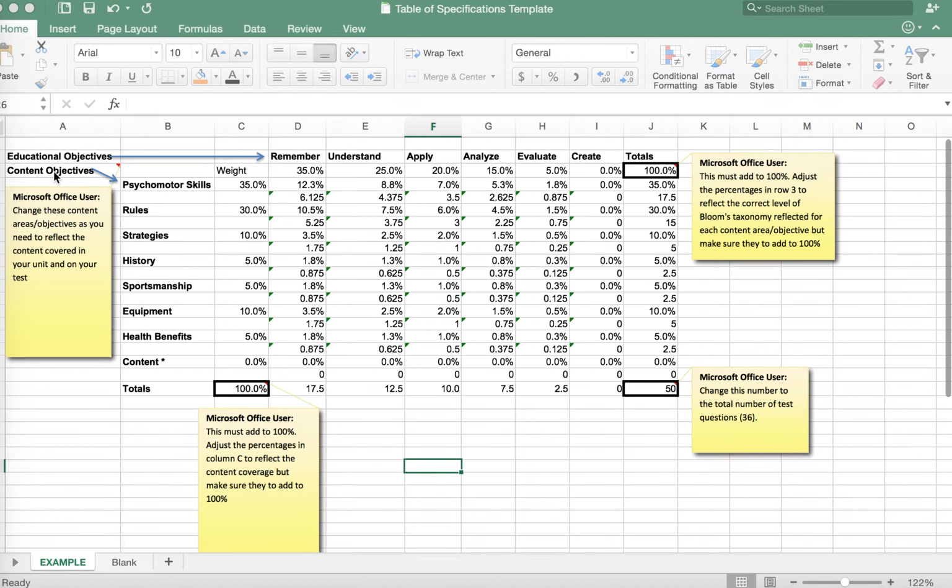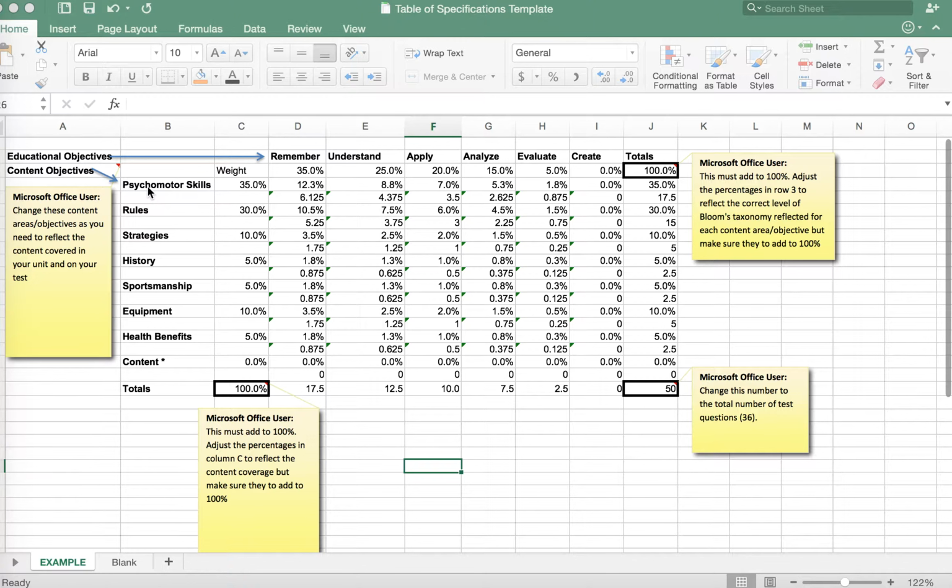Table of specifications. What you will see up top is your educational objectives. So these are your Bloom's taxonomy categories. So we have remember, understand, apply, analyze, evaluate, create. And then this is a total. And then what we have here is what's gone on in our unit, or our content objectives.